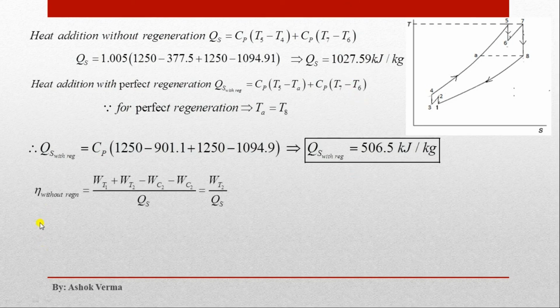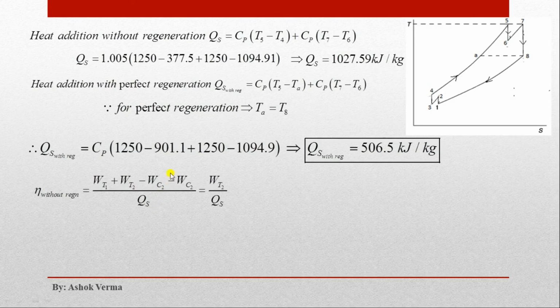Now we have to calculate the efficiency of the cycle without the regenerator. If you do not use the regenerator, what will be the efficiency of the cycle? The efficiency will be equal to the net work output upon the heat supply, and net work output will be equal to the turbine work minus compressor work. Turbine work will be WT1 plus WT2, and compressor work will be WC1 and WC2, and this is the QS.